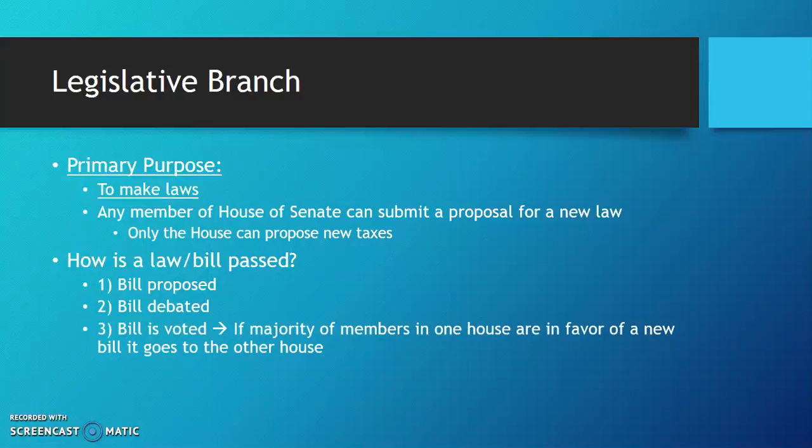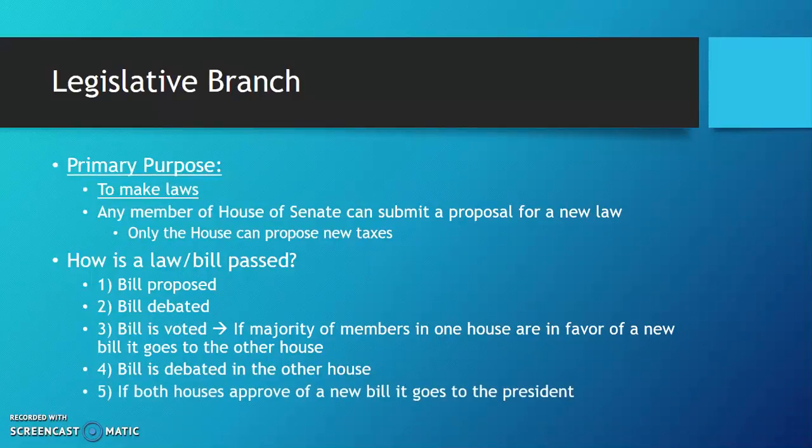If the majority of members in one house are in favor of a new bill, it goes to the other house. So, the bill is first debated in the House of Representatives, and then it is voted on in the House of Representatives. If it passes in the House of Representatives, then it moves on, and it is then debated in the Senate. Okay? Once the bill is debated in the Senate and approved in the Senate, then the bill goes to the President of the United States. The bill can only become a law if the President signs it.